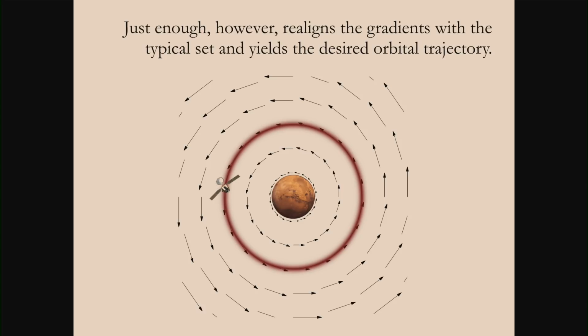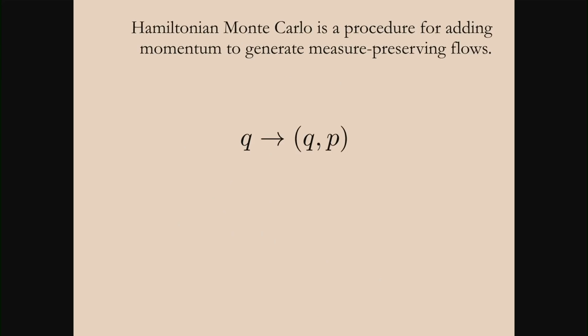And that is exactly what Hamiltonian Monte Carlo is. It's a way of adding auxiliary parameters to correct the gradient, to point in the directions that we want. So I'm going to go into just a bit more detail about how this works. I'm going to take each one of my parameters Q and add a corresponding momenta P. I'm going to double the size of my space.